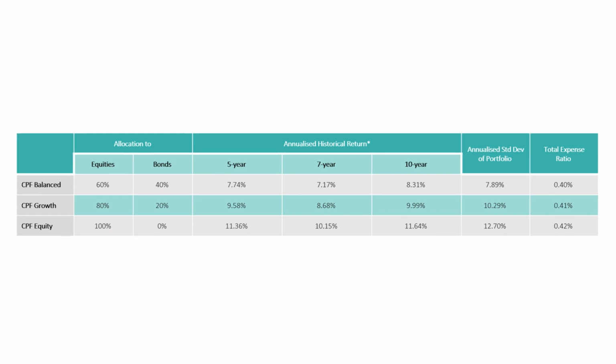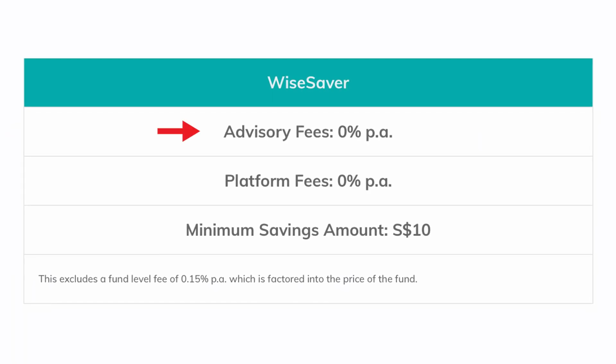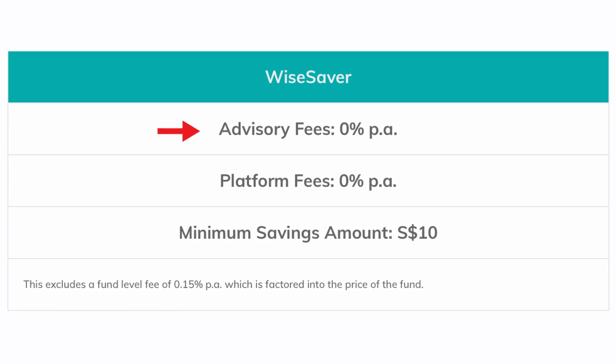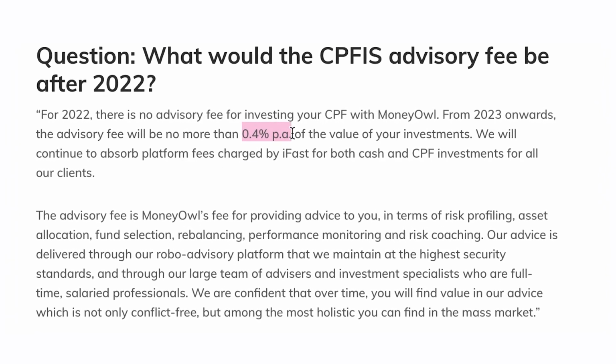If you check Money Owl's fees, the fund level fee is 0.42%, while the management fee is currently 0%. But this is just a promotion rate which will last till 31st December 2022. After that, it will go up to 0.4%. So during the promotion period, Money Owl is cheaper than Endowus. Then when the promotion ends, Money Owl ends up becoming more expensive. Because of that, I would recommend to invest with Endowus to save on fees over the long term.